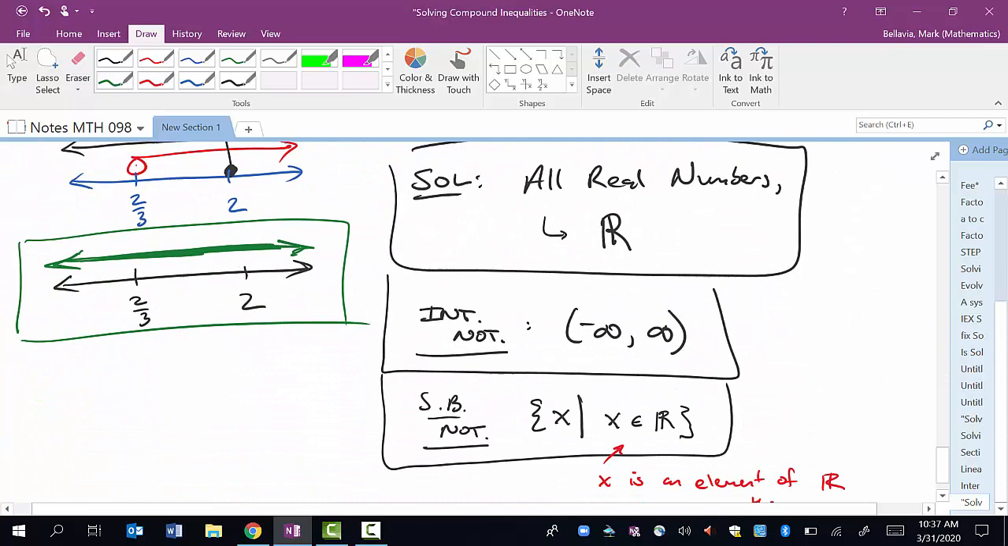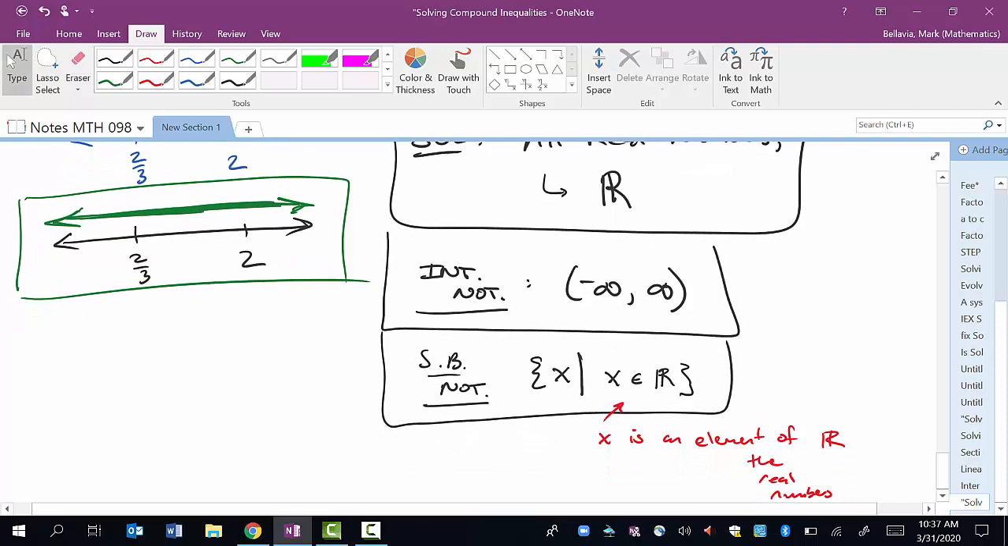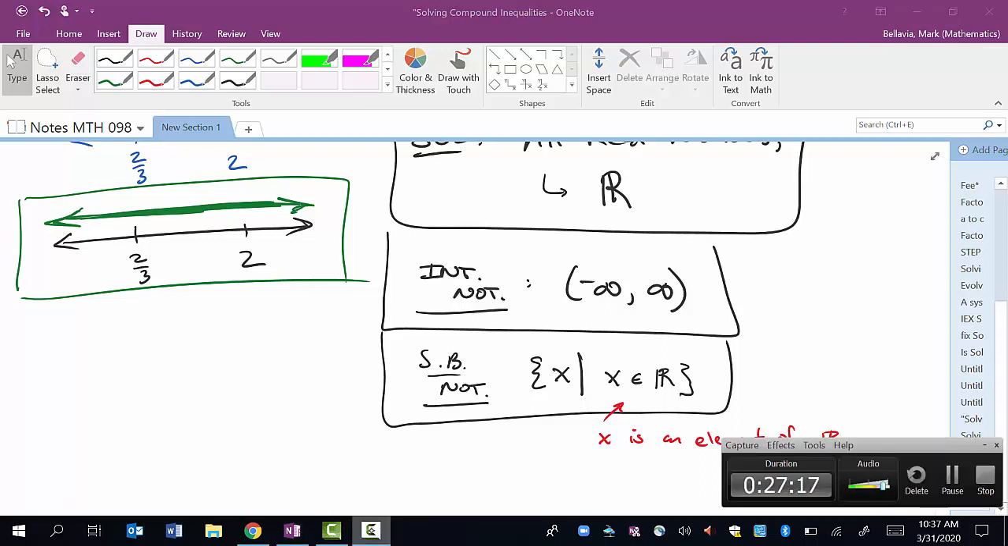So each problem is different. Understanding the difference between what AND and OR mean really does help. And remember, AND is the intersection, which means the overlap. You want what they have in common. OR is the union, which means that you want everything that's part of either solution in your final answer. So hopefully this video helps.